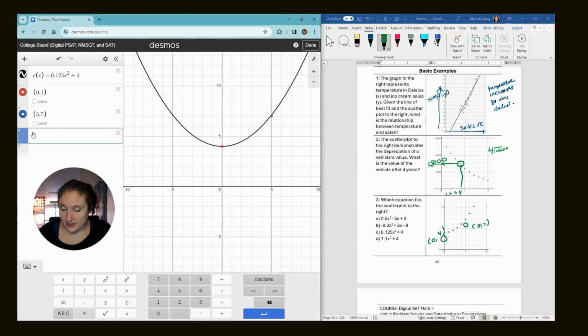Let's go ahead and try choice D. I'm going to type D of X just to remind me I'm doing choice D. And we can see it's obviously not choice D. So choice C is the correct answer.